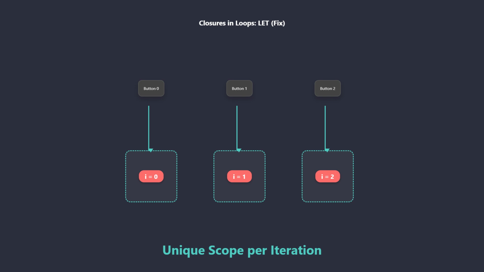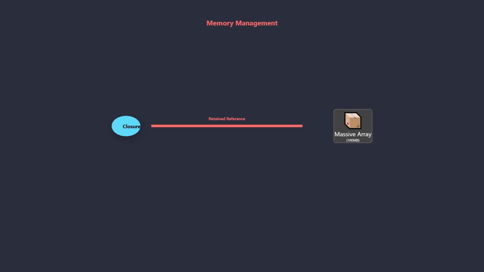The primary memory consequence of closures is variable retention. If a closure persists, it prevents garbage collection of its retained variables. If a closure holds a reference to a large object, that object remains allocated. This happens even after the outer function has completed execution. This retention mechanism increases memory consumption significantly.